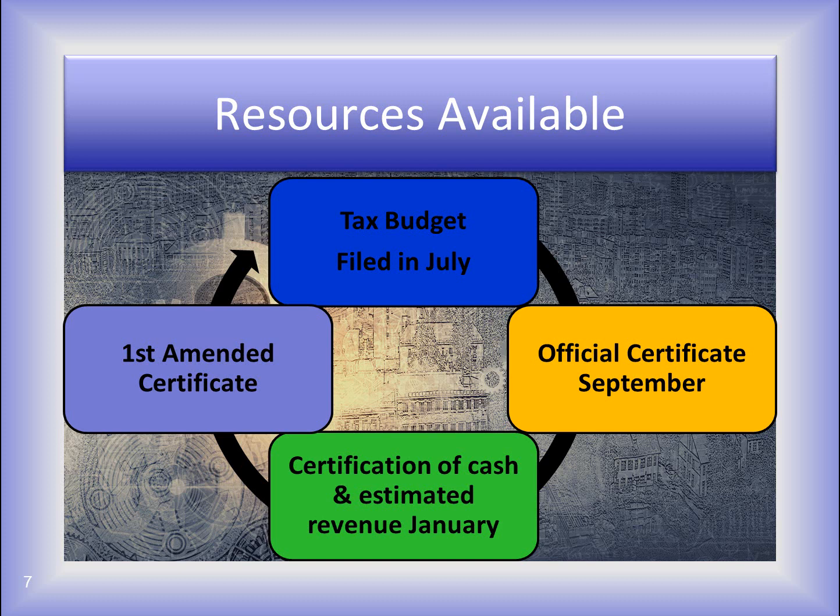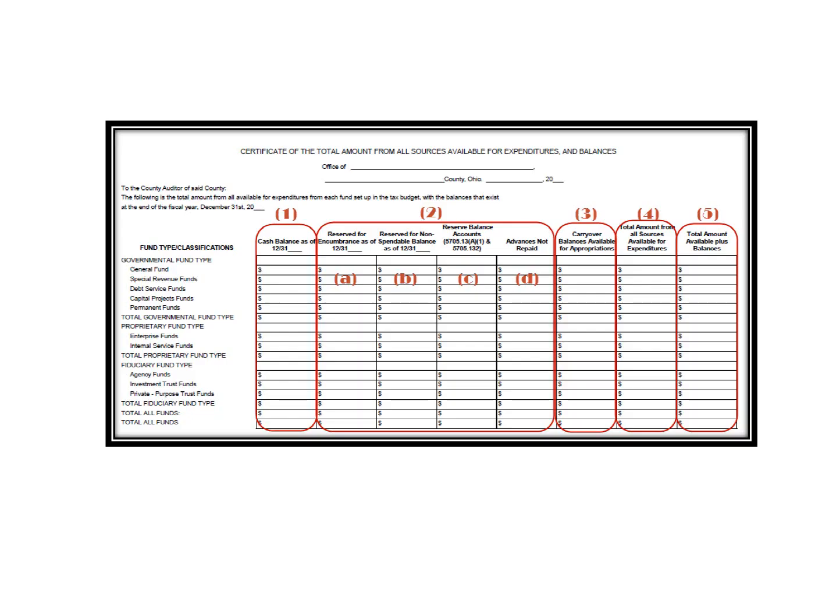Let's take a look at the document used to certify new year figures to move from official to amended certificate resources. Here's a sample of the certificate of the total amount from all sources available for expenditures and balances. You may be able to see the sample in the book better than the sample on the screen. They're both identical. I'll explain each column.